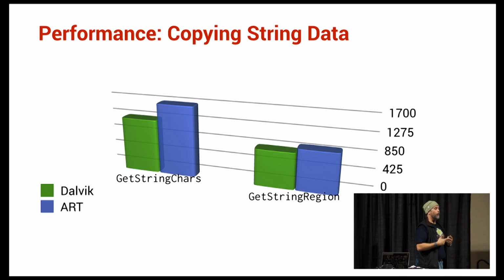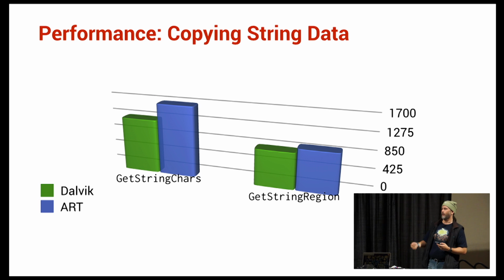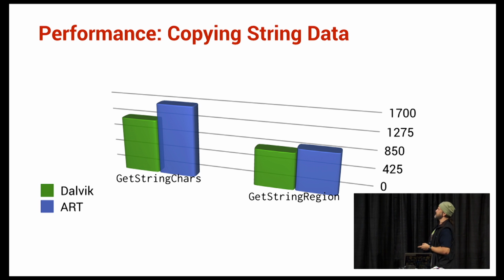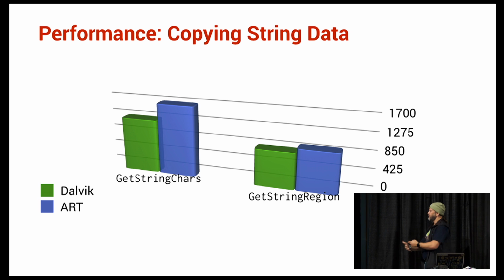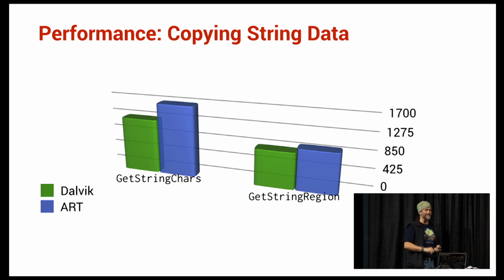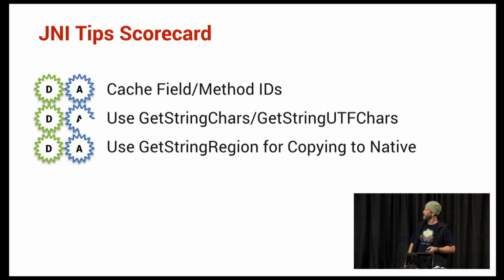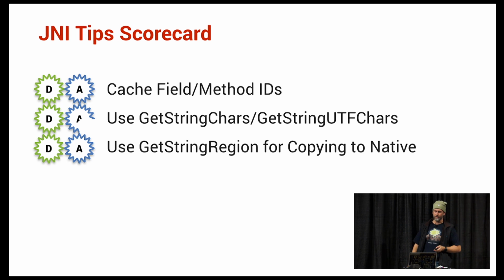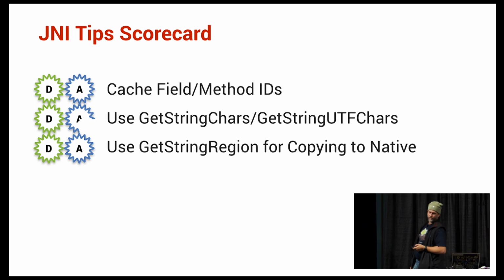But I think part of what you're seeing is the ART team wanted this to be incredibly robust, and that's why you're seeing a little bit of this. So maybe in the future we can actually figure out how to make these even closer together. But that's what it's like today. All right, so another big win on ART and a big win on Dalvik to use GetStringRegion.